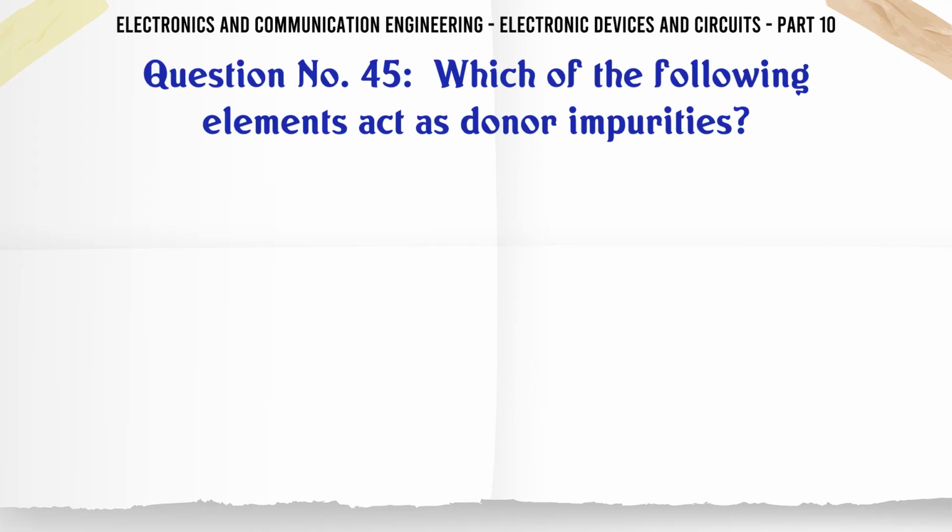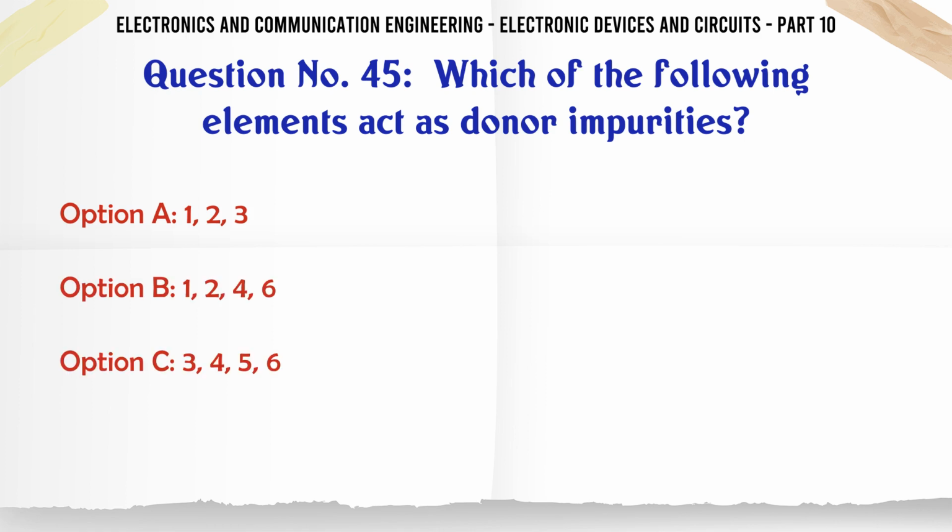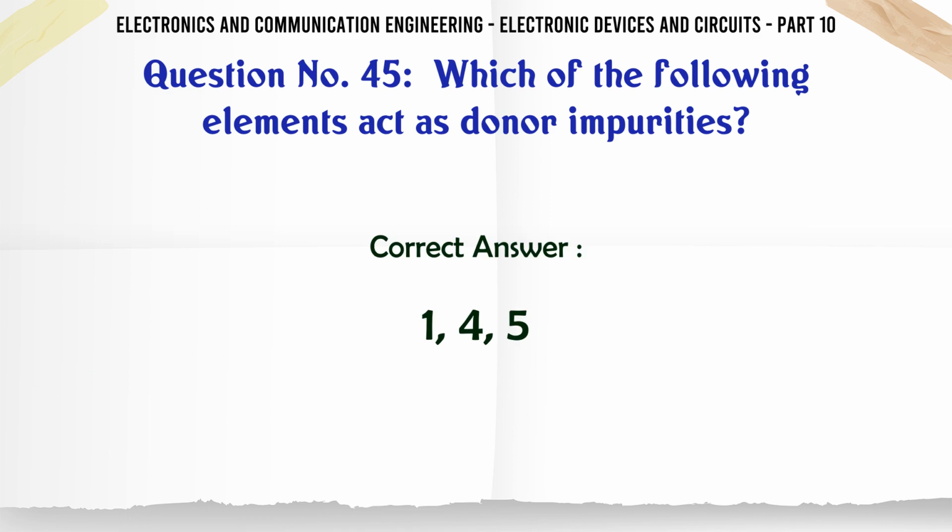Which of the following elements act as donor impurities? A. 1, 2, 3. B. 1, 2, 4, 6. C. 3, 4, 5, 6. D. 1, 4, 5. The correct answer is 1, 4, 5.